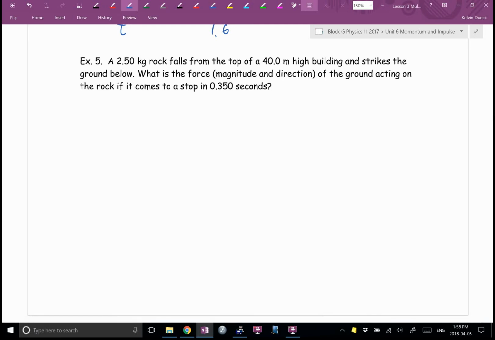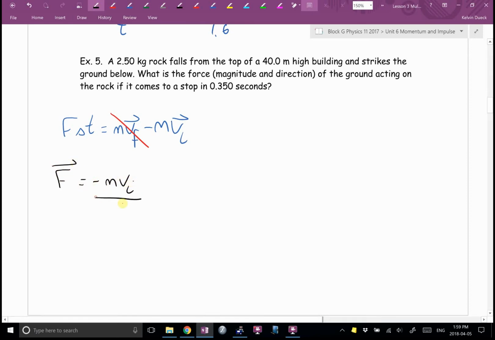Maddie, what's this question asking me to find? Force. What did they ask me to find in the previous question? Force. In the previous question, did we come to a stop? Yeah. In this question, are we coming to a stop? Yeah. I'm going to argue these are really similar questions. In fact, as a starting point, I can say force times change in time equals mv final minus mv initial. I think, Maddie, I can cross out the mv final. In fact, I'm going to get the same equation: it's going to be negative mv initial over time.